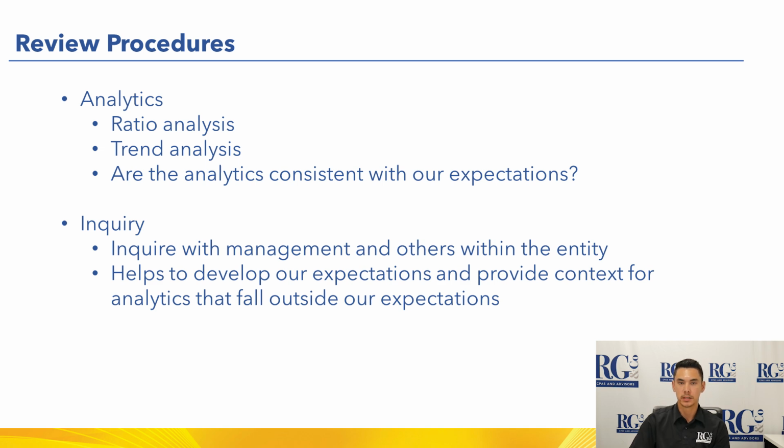So as I mentioned in the previous slide, review procedures rely primarily on analytics and inquiry of management. So we perform analytical procedures to identify relationships and trends and compare those analytics to our expectations that we've developed during the planning stages of the review. Examples of different types of analytical procedures include ratio analysis and trend analysis. And if the analytics performed fall outside of our expectation, then we're going to inquire with management about what might have occurred during the year.